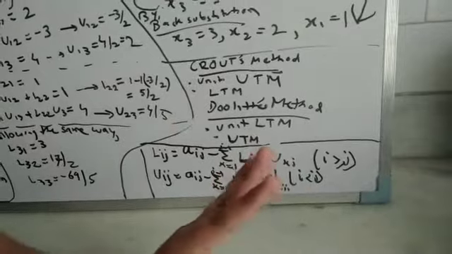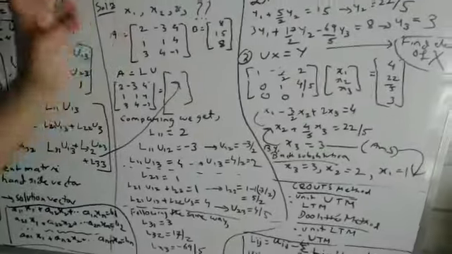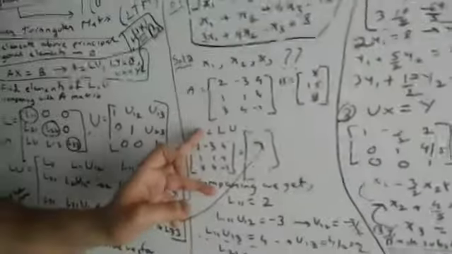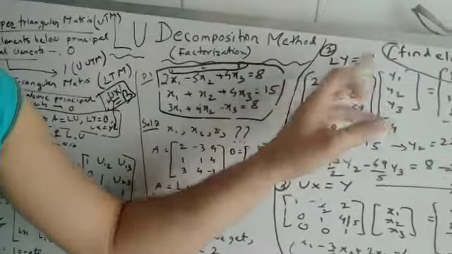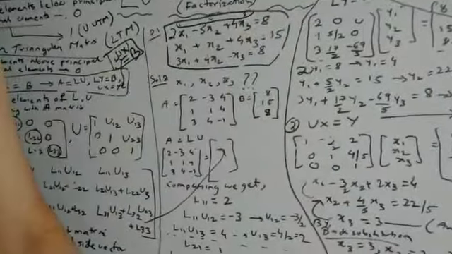You need not worry about that. And what is the UTM? You already know it. It is simply the upper triangular matrix. The formulas will remain the same: A is equal to LU, Ly is equal to B, and Ux is equal to Y. Everything will remain the same.